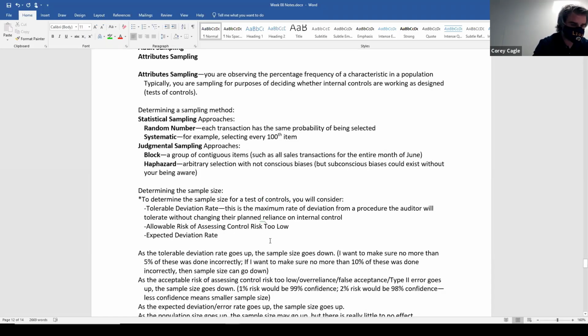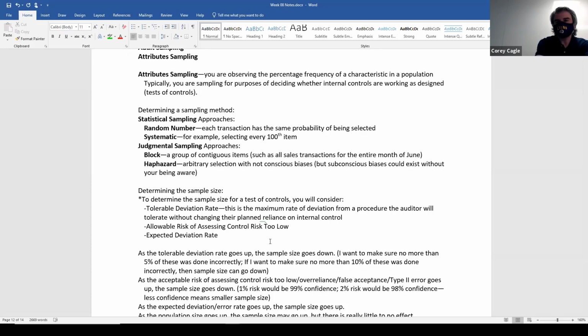So there are ways to determine sampling methods. There are statistical sampling approaches: random numbers, where everything has the same probability of being selected, and systematic, where you just select every 100th item in the list. We did a lot of that in our audits.